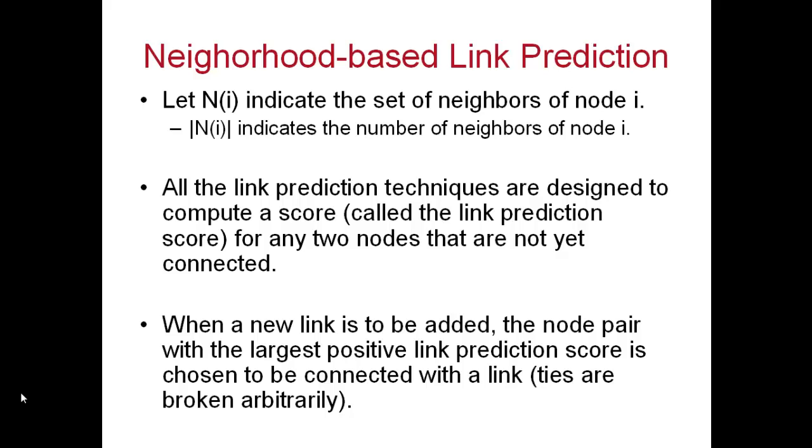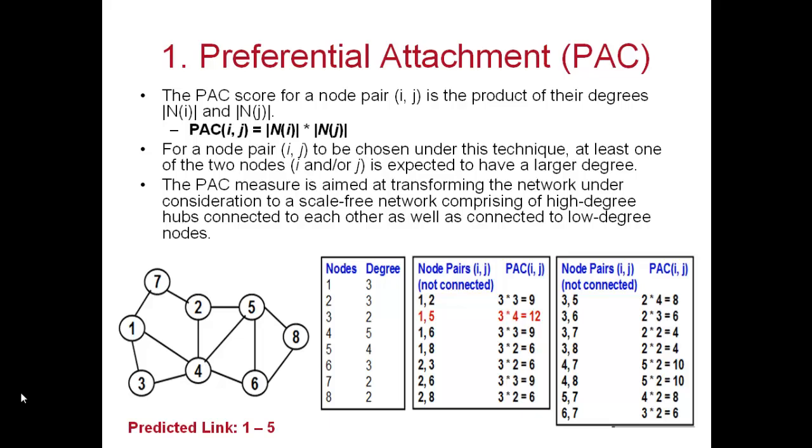All the link prediction techniques are designed to compute a score, called the link prediction score, for any two nodes in the network that are not yet connected. When you want to predict which new link will be created, the node pair with the largest positive link prediction score is chosen to be connected with a link. If there's a tie, we typically break it arbitrarily. Now let us start looking at the three techniques.